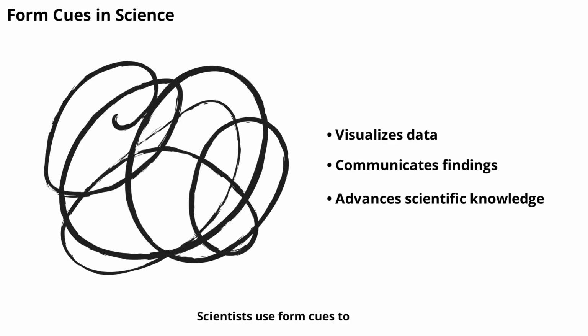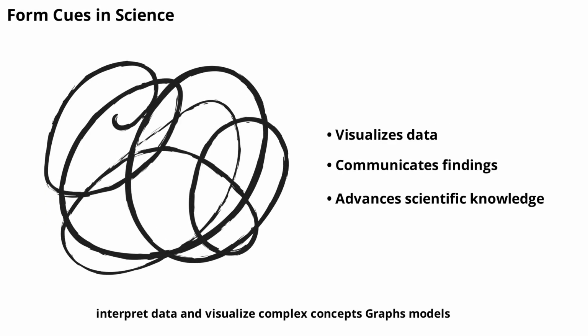Scientists use form cues to interpret data and visualize complex concepts. Graphs, models, and simulations rely on clear shapes and contrasts to communicate findings. Accurate use of form cues helps researchers share their discoveries and advance knowledge in fields like biology, physics, and chemistry.